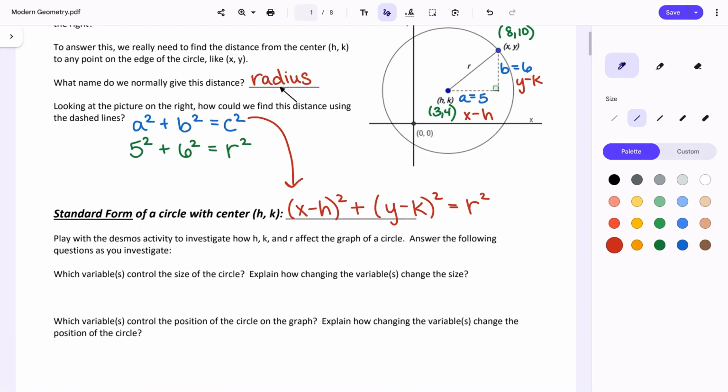Now, a couple of questions that we have underneath here. I'm not going to do a Desmos here today. I'm just going to have us think about this. Thinking about this equation here, which variable do you think is going to affect the size of the circle? And maybe think, when you're looking at a circle, do you think the center point is going to affect the size, or will the radius affect the size? Anyone have a guess?